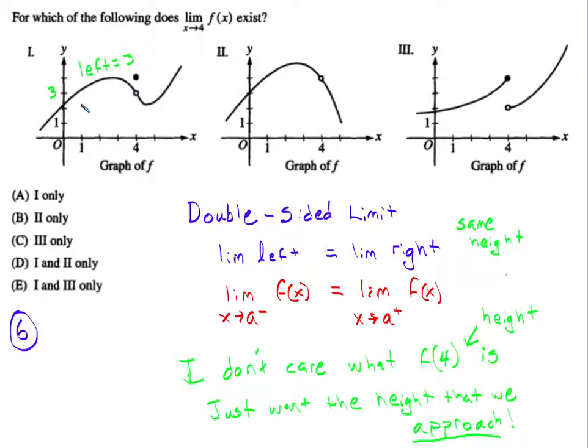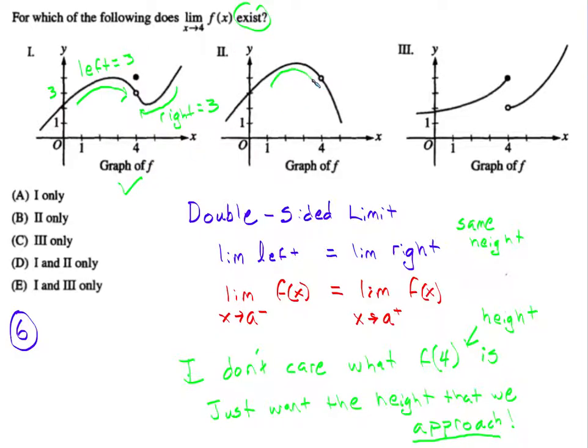What about the right? So the left was coming this way, and the right is coming this way. So this is the right. The right also gets to a similar height of 3. When these two are equal, then the limit exists. And not only does it exist, it's equal to 3. So this one is good. Remember, we're trying to find things that exist. So check mark on number 1. Let's look at number 2.